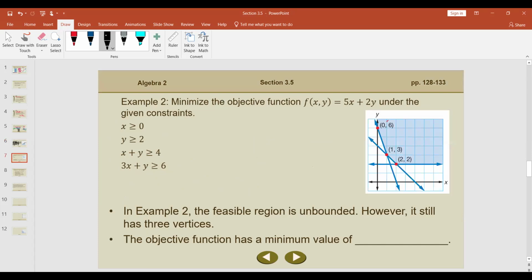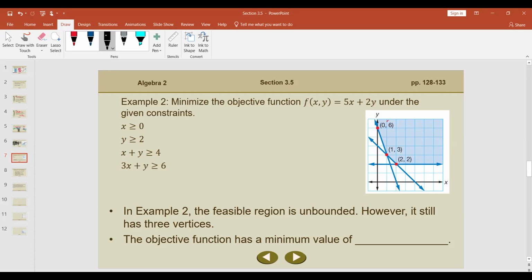All right, let's look at somewhat similar, and I've gone ahead and given you the graph on this one. Minimize the objective function f of x, y, the function of the ordered pair, where f equals 5x plus 2y under the given constraints. So in this case, we're wanting to minimize the objective function. So every constraint we have simply keeps it from getting all the way to the origin. So it's everything greater than x equals 0, everything greater than y equals 2.